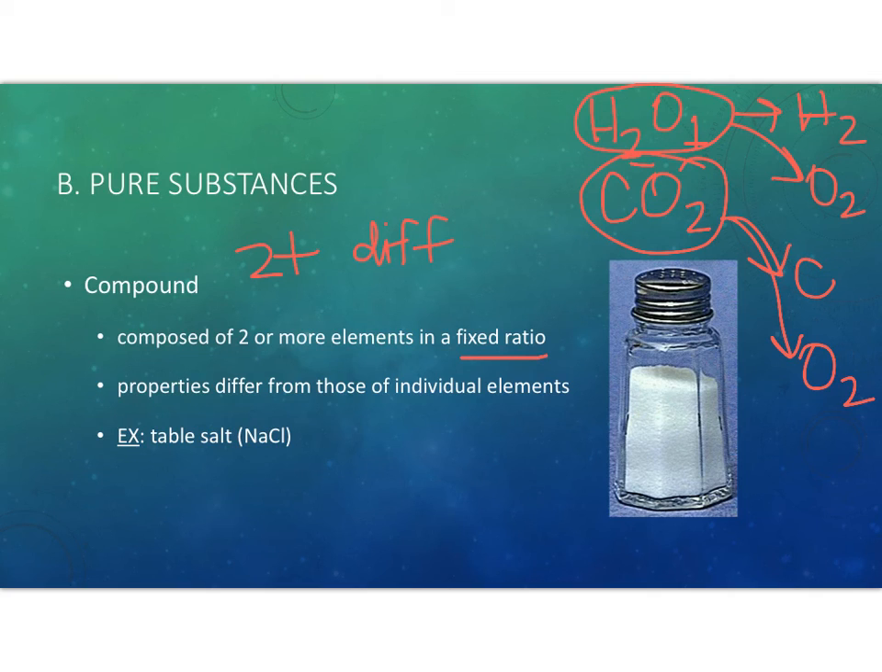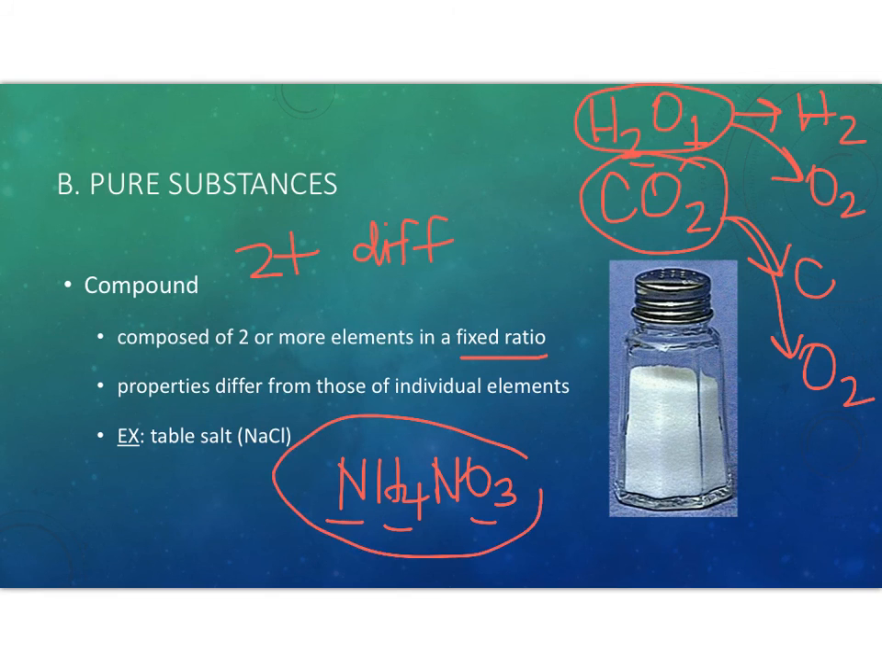Essentially, I can take pretty much any 2 elements off the periodic table, and if I chemically combine them, I've made a compound. Compounds also can be made up of more than 2 elements. I can have something like NH4NO3, ammonium nitrate, and this is still a compound. I have 2 or more elements. In this case, I have nitrogen, hydrogen, and oxygen, 3 different elements. They're chemically combined in a fixed ratio, and the properties of the individual elements are different than those of the entire thing as a whole.